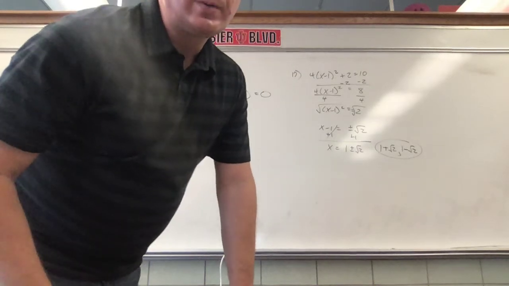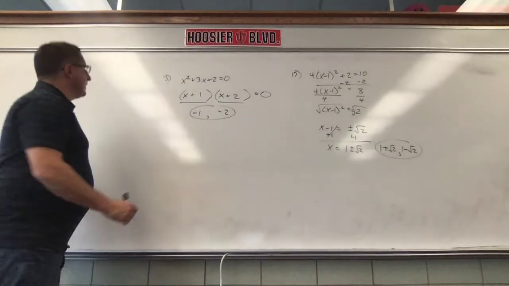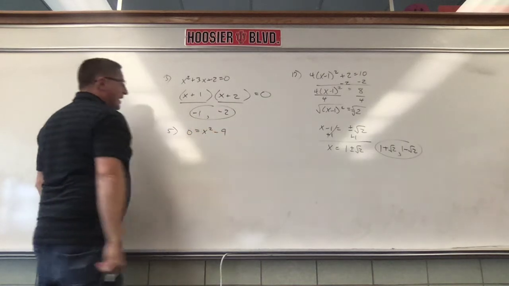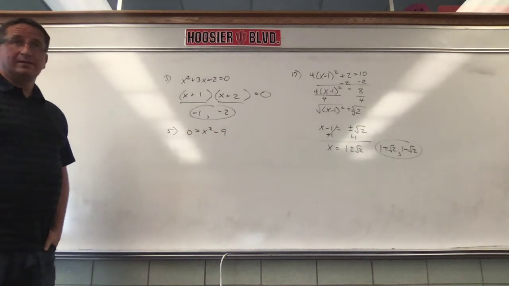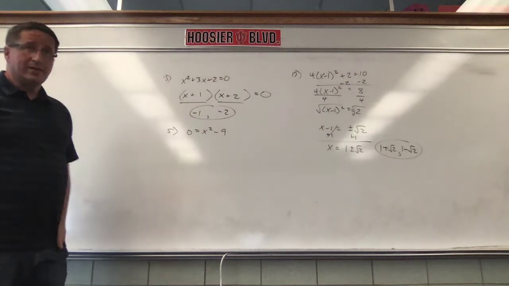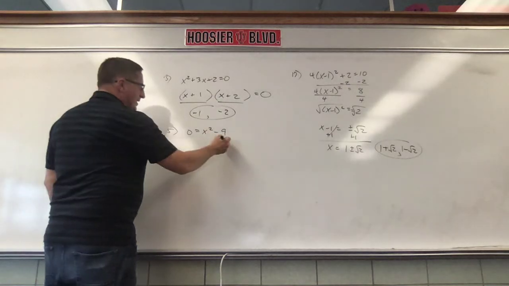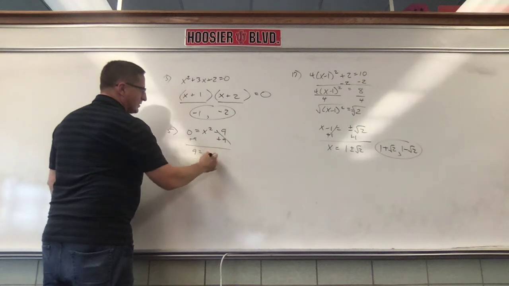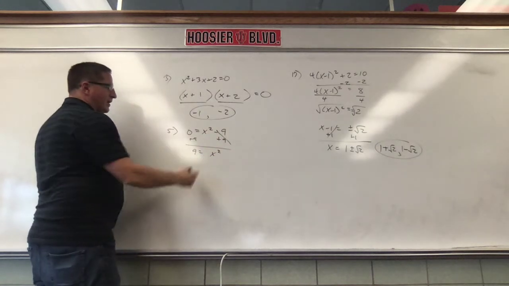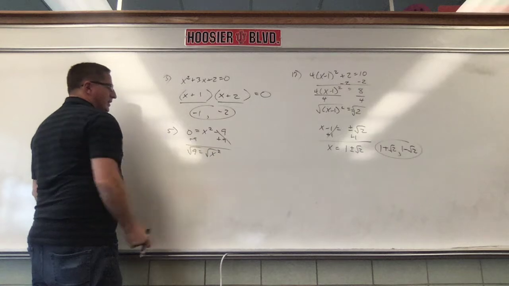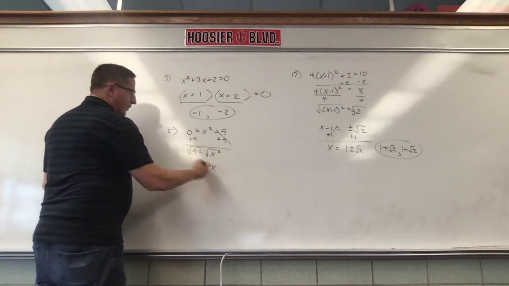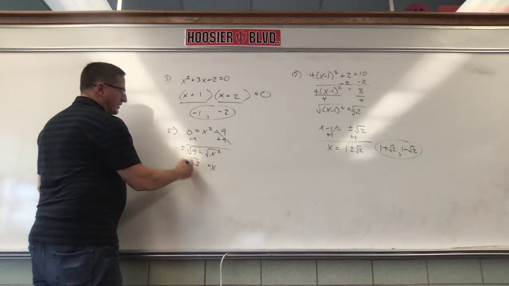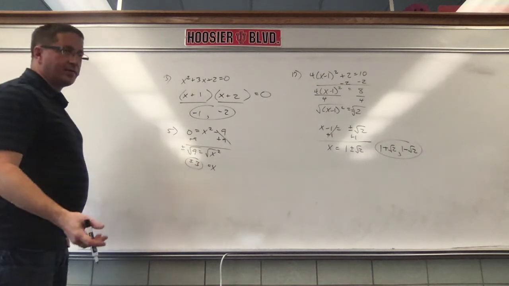Question number 5, we have 0 equals x squared minus 9. Now this one we actually can use square roots on because there's only one x. So I'm going to add 9 to each side. 0 plus 9 is 9. These cancel, x squared. Then the way you get rid of a square is by square rooting. And don't forget to put the plus or minus symbol here. The square root of 9 is 3. So plus or minus 3. So 3 and negative 3.